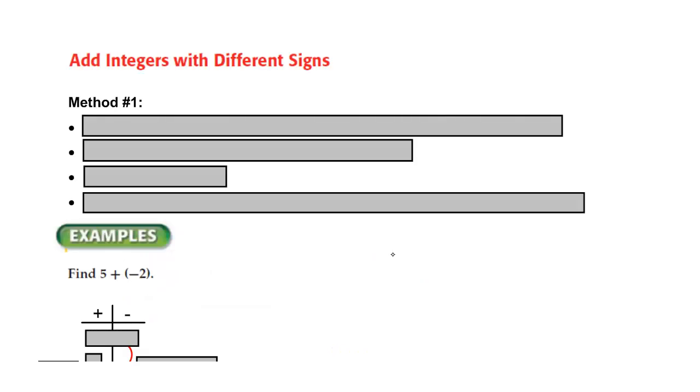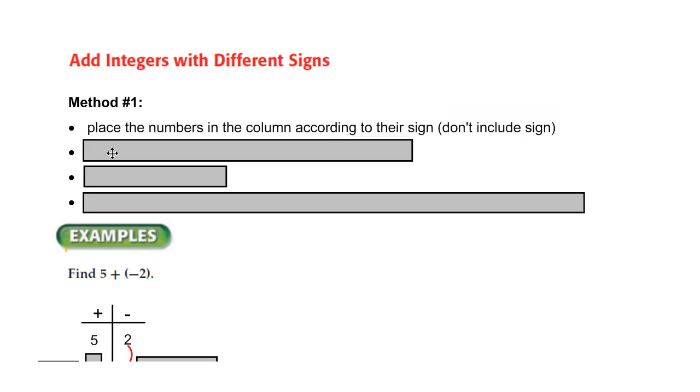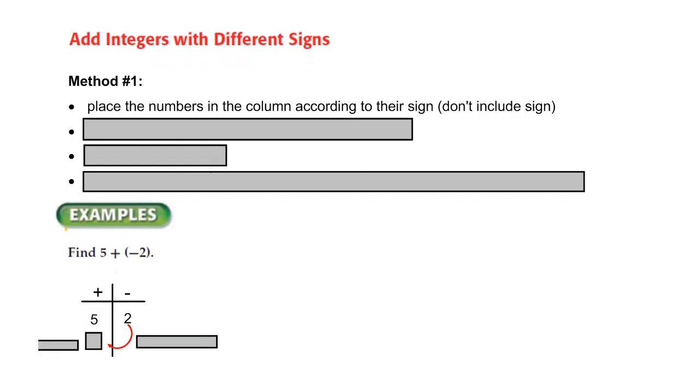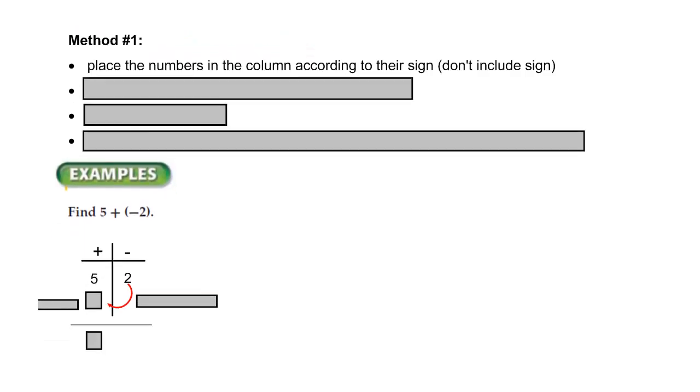Adding integers with different signs. The last example, they both had the same sign. What happens if those signs of the integers are different? Well, let's take a look. Using the first method with the T-chart, we're still going to place the numbers in the column according to whatever sign they have. But remember, we don't include the sign.